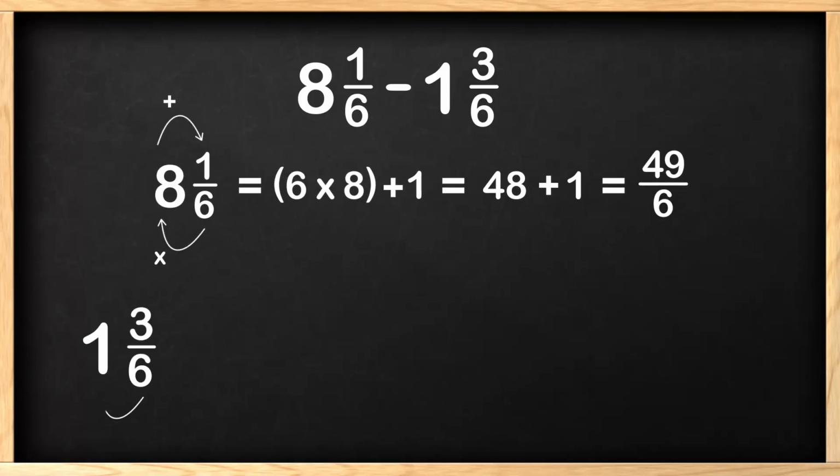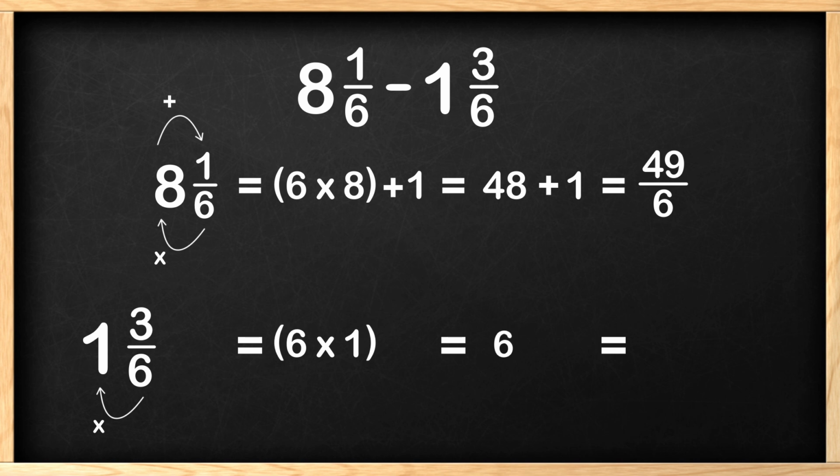Now let's convert 1 3/6 into an improper fraction. First, we multiply the denominator by the whole number. 6 times 1, which gives us 6. Then we add the numerator. 6 plus 3 is 9. The improper fraction is 9/6.